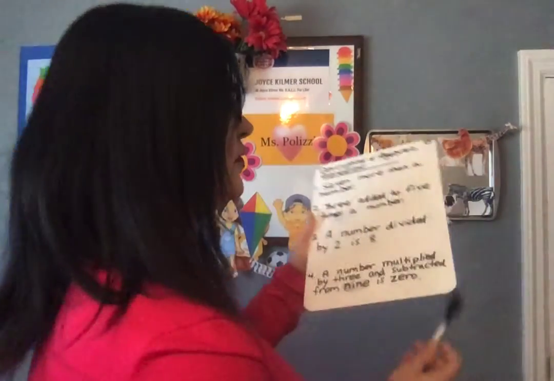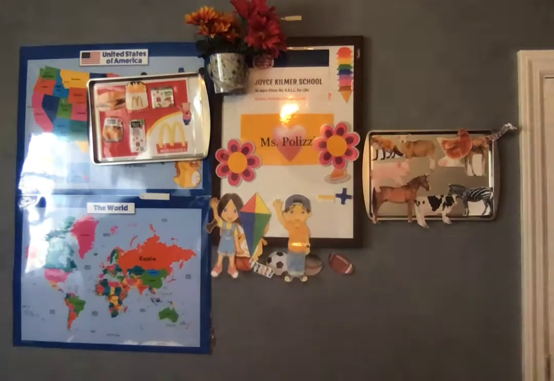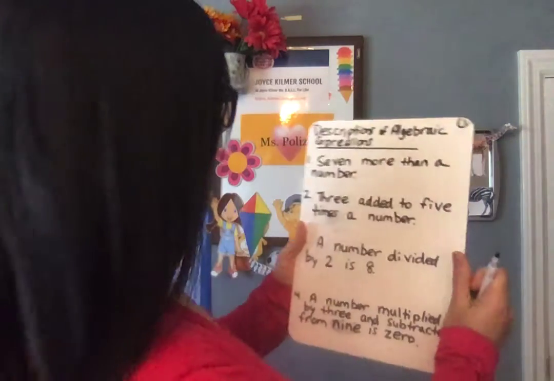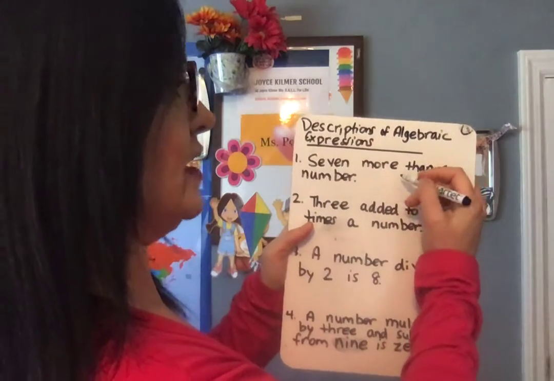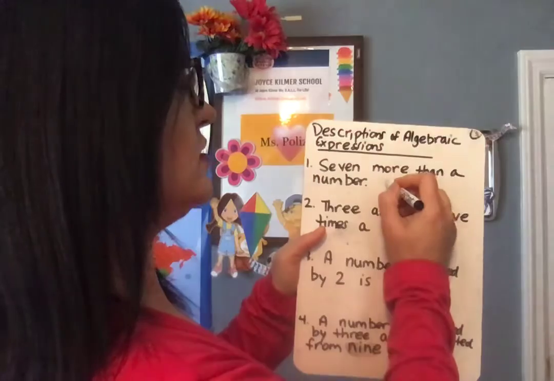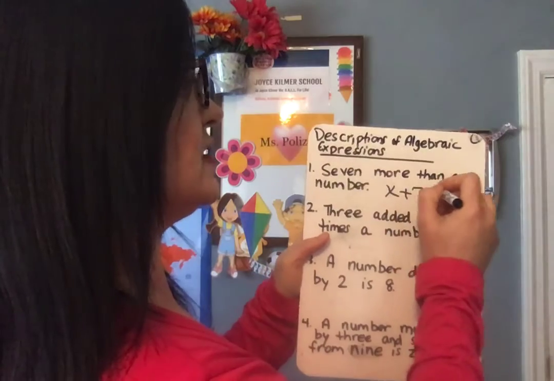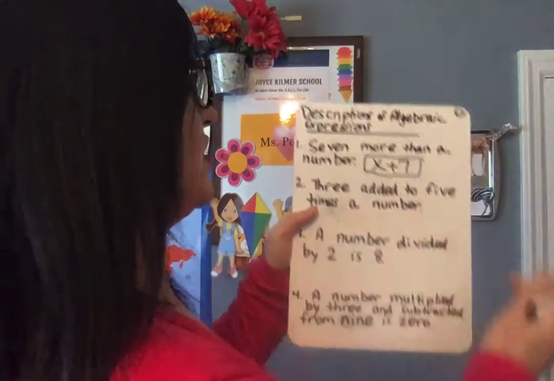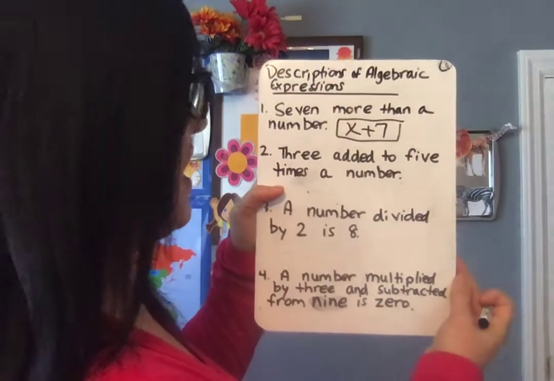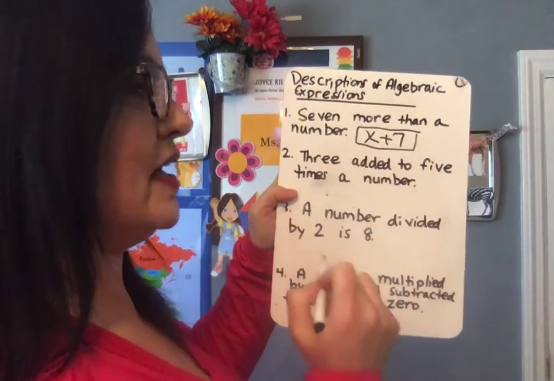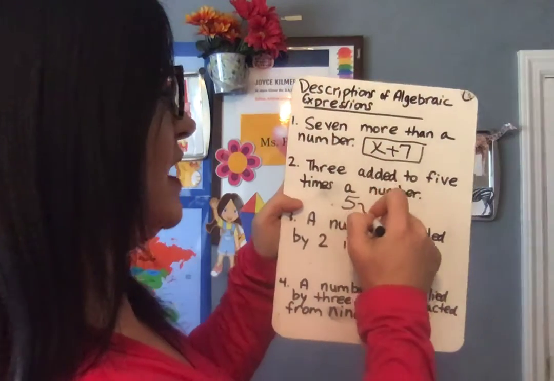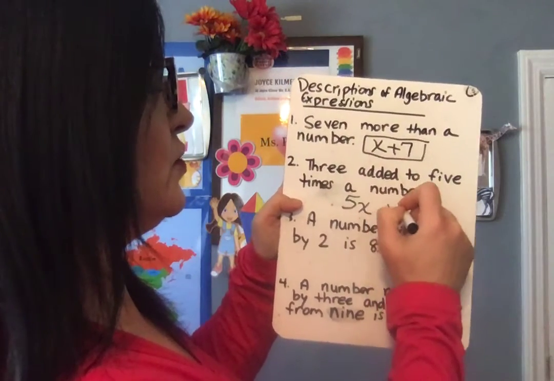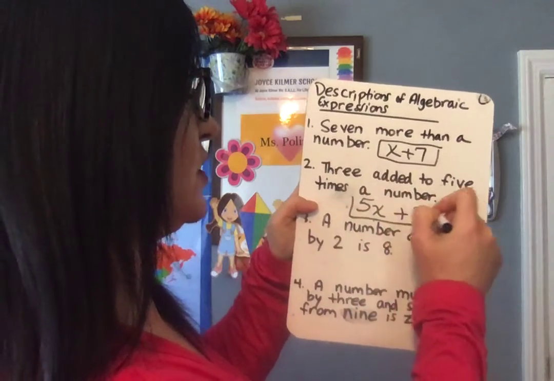Okay, so the first one is 7 more than a number, more than, right? We don't know what that number is, so that would be x plus 7, okay? The second one is 3 added to 5 times a number. We don't know what that number is, so we'll say 5x added 3. So that would be 5x plus 3.